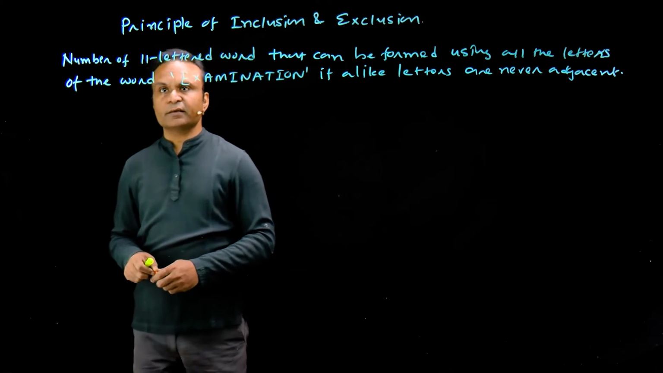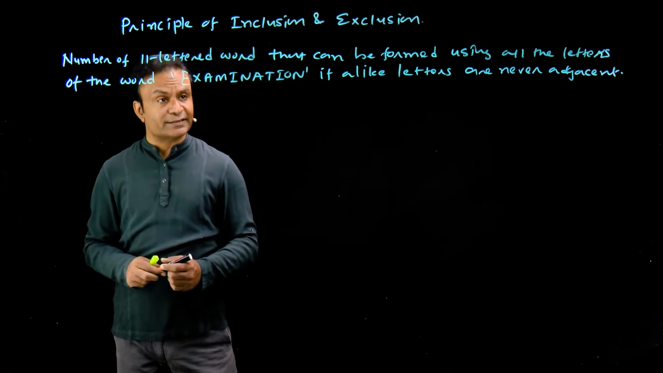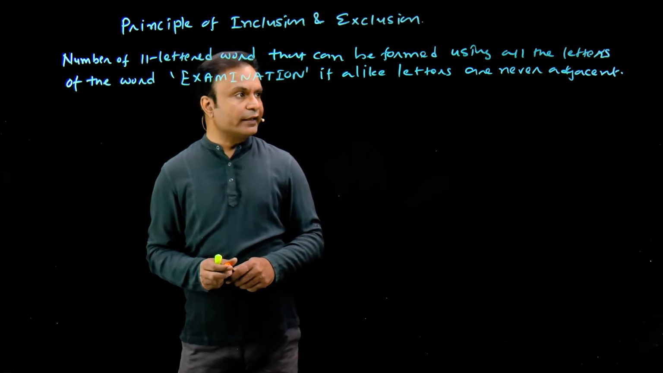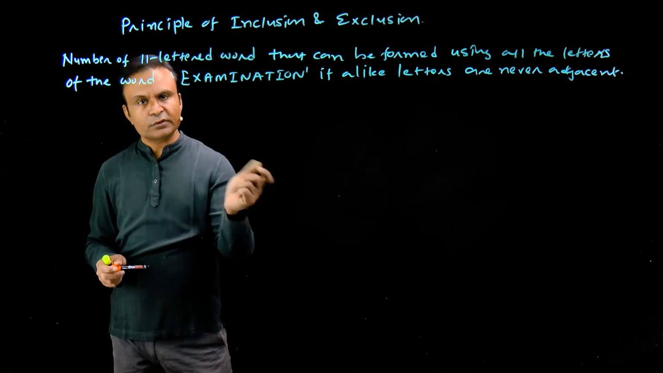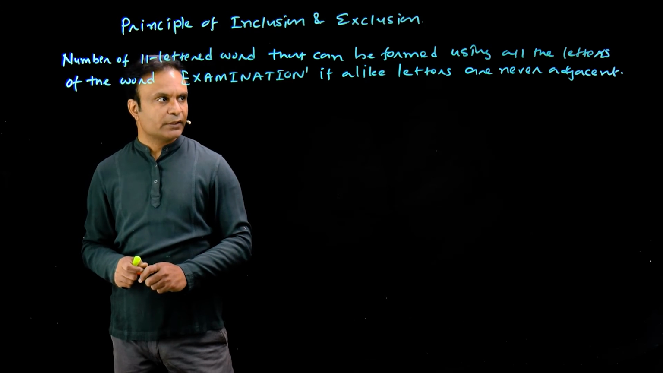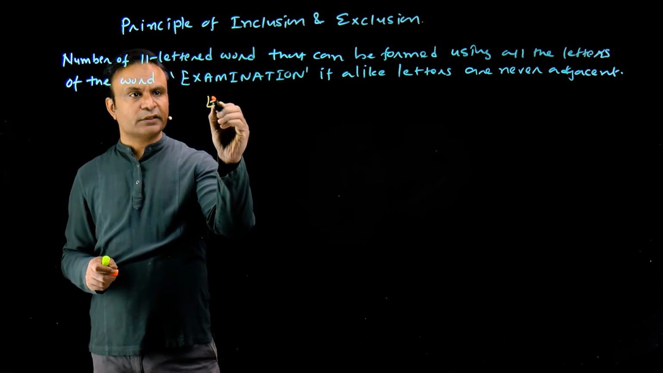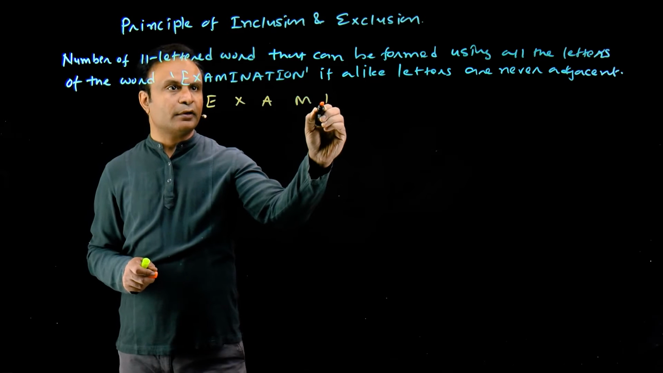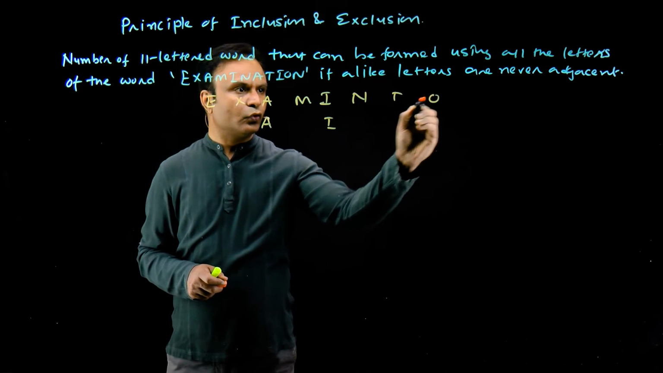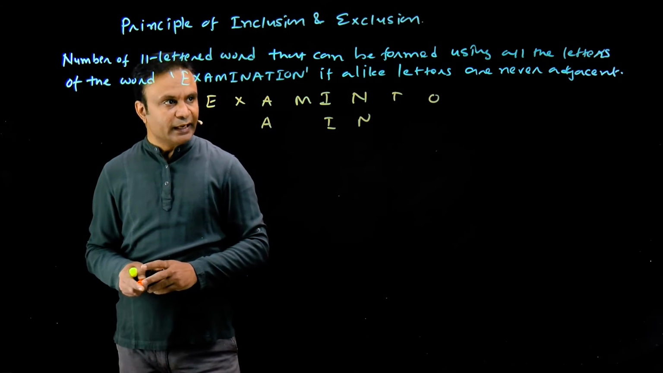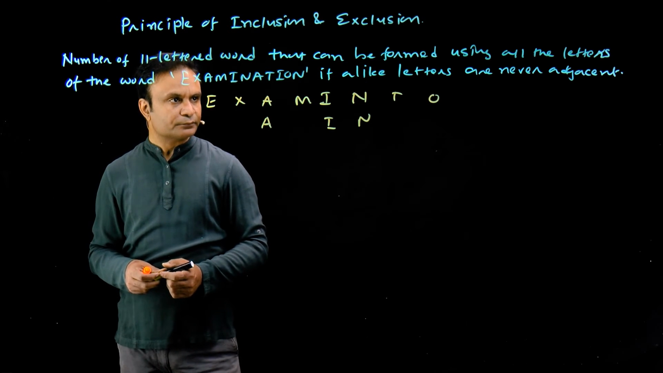Okay, now question is find number of 11 letter words that can be formed using all the letters of the word examination if alike letters are never adjacent. इसका मतलब ये है कि जो सेम लेटर्स हैं वो एडजेसेंट नहीं होने चाहिए, साथ में नहीं होने चाहिए. What we do in this type of question? First of all, we segregate the letters. We have letters E, X, A, M, I, N, A, T, I, O, N. We have letters A, I, and N occurring 2 times. Total letters are 11.